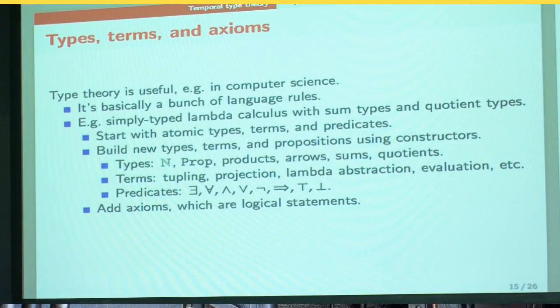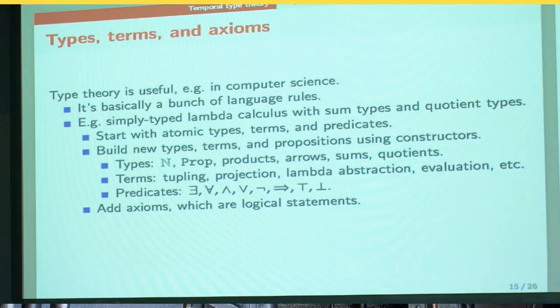So you just say, oh, given two types, here's the symbol for the product type. And then you give terms like tupling. So if I've got a type A in my type system and type B, then I can form a product type A times B. And now given a term of type A and a term of type B, I can construct a term of type A times B, and that's called tupling, where I can get projection, lambda abstraction. And then take predicates and hit them with exists and for all, and or not implies true, false. And you're allowed to take predicates like it is raining and it is sunny and ask, is it raining or sunny? And then finally you add axioms, which are logical statements.